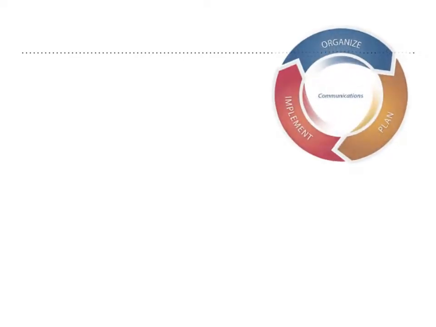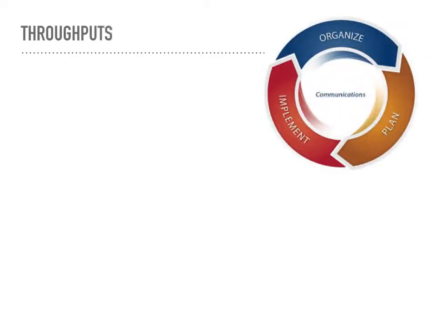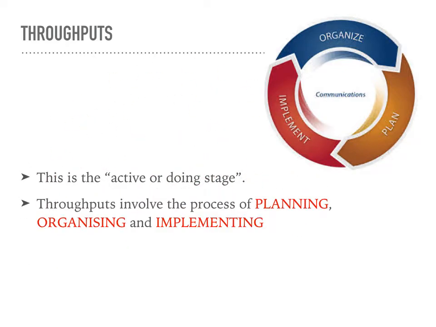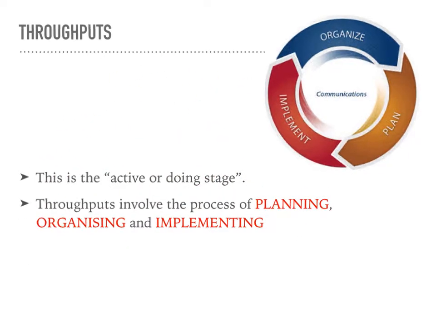The second phase of the components of management are throughputs. Throughputs is the active or doing stage. They involve planning, organising, and implementing.